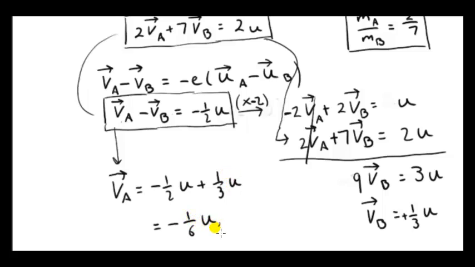Notice that VA is negative. U, remember, is positive. It's the speed of a quantity, the speed of sphere A. Well, it doesn't matter what it is. It's a speed. If it's a speed, it's a positive quantity. It's the magnitude of a vector. But it's minus 1/6 times a positive. So obviously VA is negative.